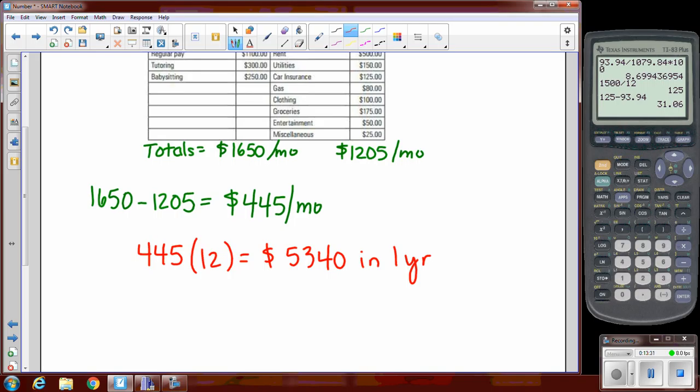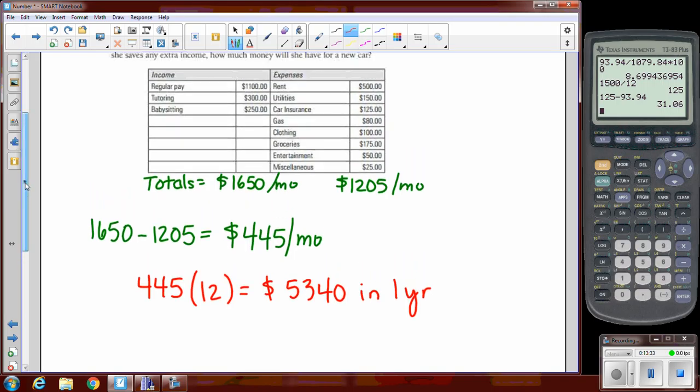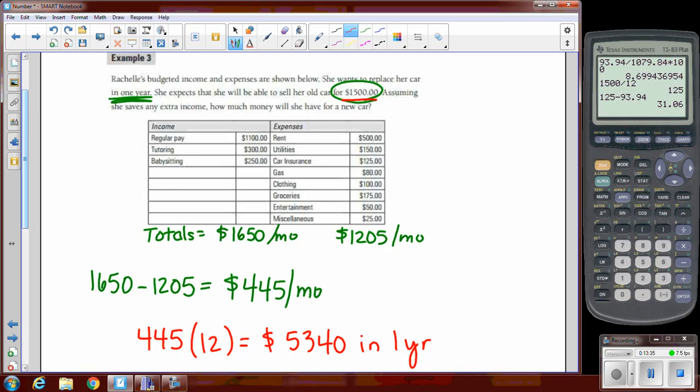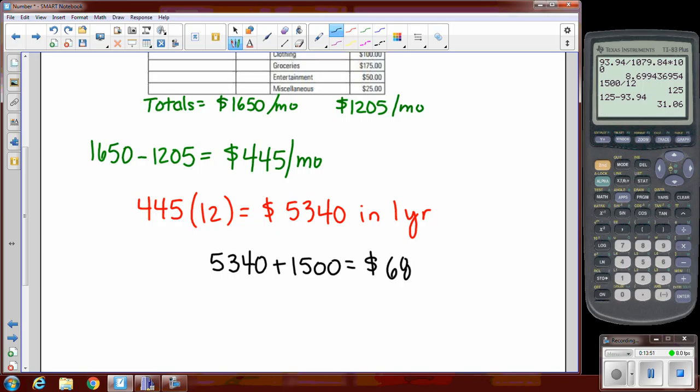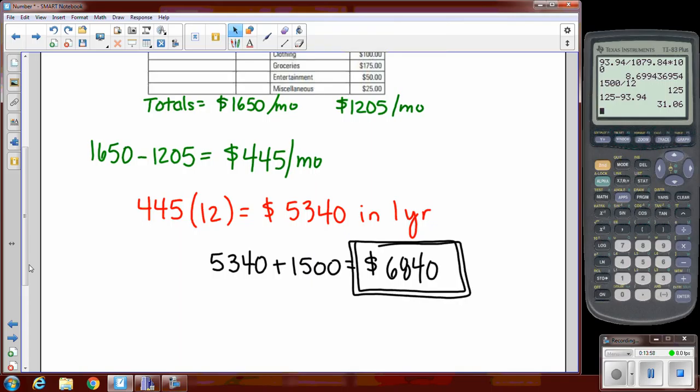Now this is how much she could save, but the question, if we look back at it, actually says she's going to save that plus she thinks she'll get about $1,500 for her car. So we can now just say, well, if she saves the $5,340 and then sells her car for $1,500, at the end of this year, she could have $6,840 for a new car, assuming that all of her expenses stay the same, her income stays the same, and she gets her $1,500 for her vehicle.